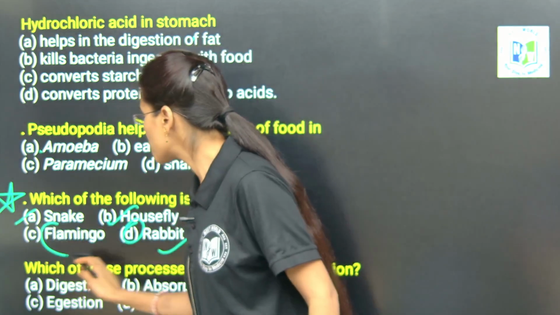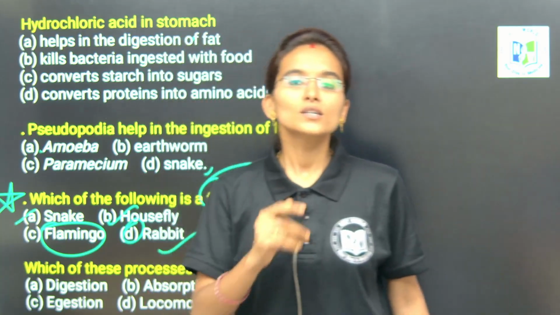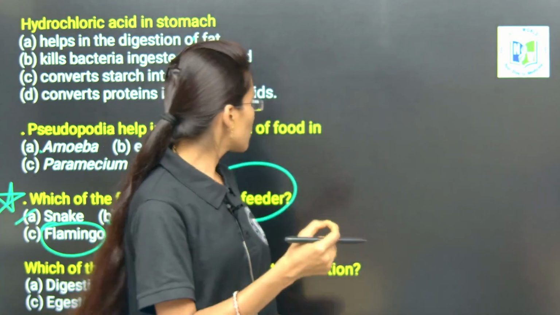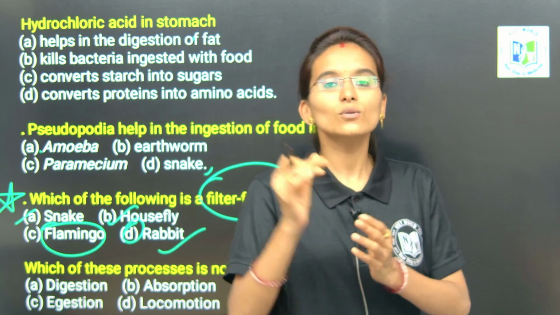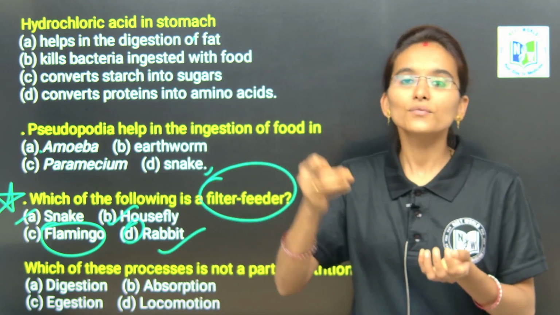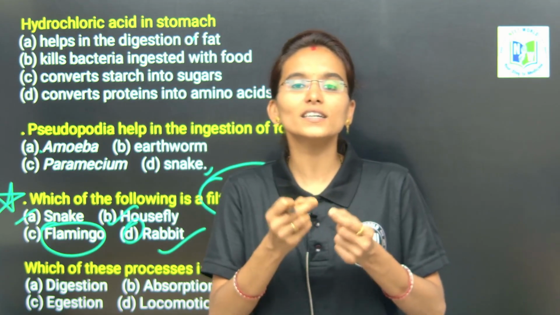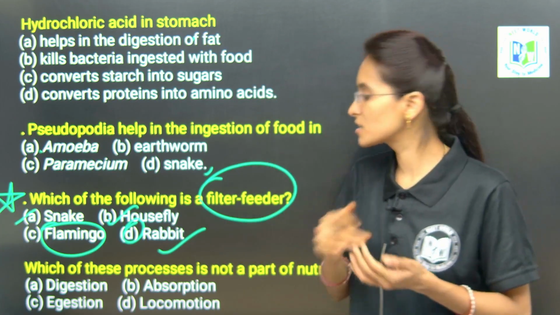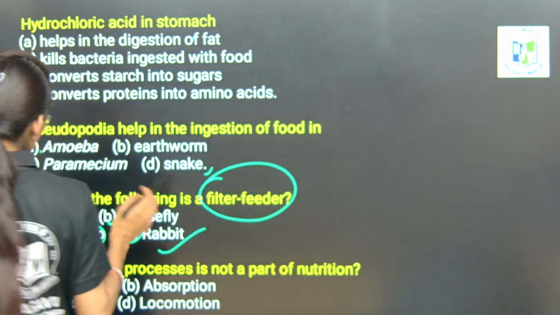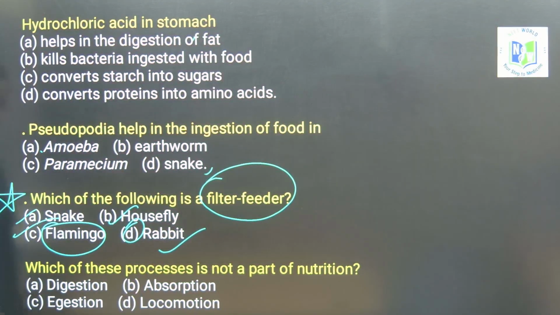Next option, option C, flamingo. Okay, so the flamingo is going to contain the filter feeder type of the organ. Okay, so it is going to filter the food from the water. Okay, it is going to filter tiny substances, tiny molecules from the water, and then easily it is going to consume. Okay, so among all these, option C will be the right option.